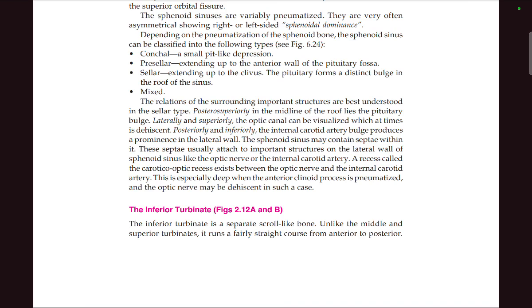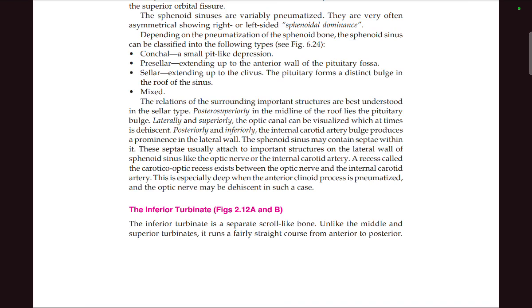These septae usually attach to important structures on the lateral wall of the sphenoid sinus, like the optic nerve or the internal carotid artery. A recess called the carotico-optic recess exists between the optic nerve and the internal carotid artery. This is especially deep when the anterior clinoid process is pneumatized, and the optic nerve may be dehiscent in such cases.